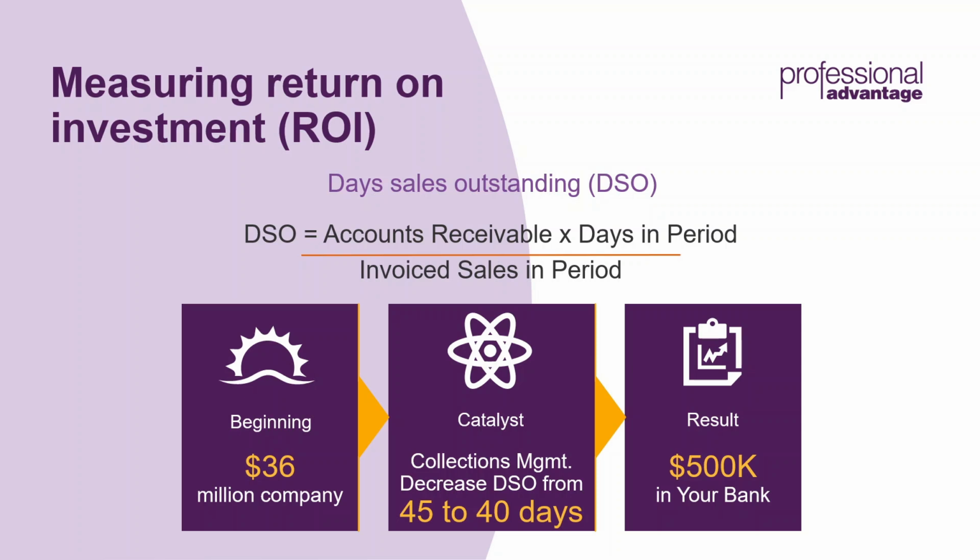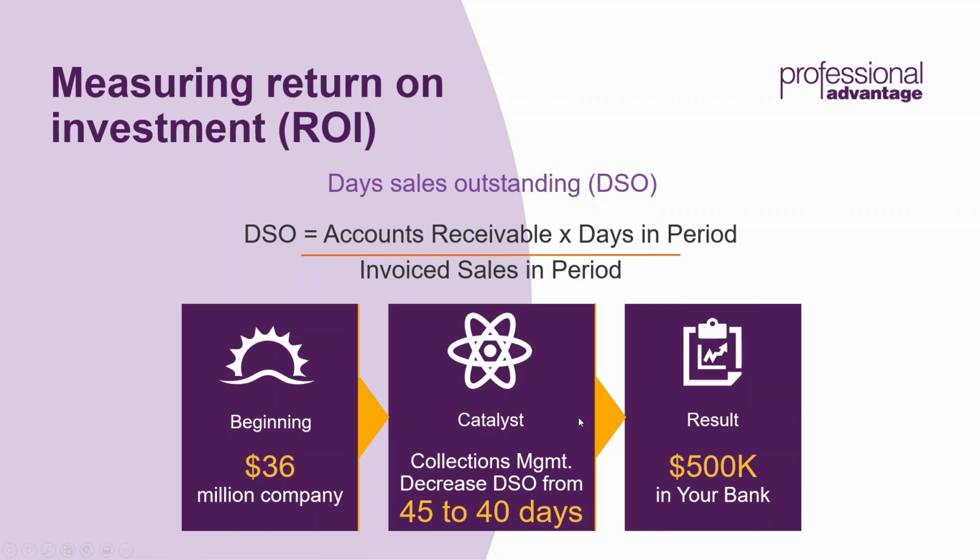So the example I have here on this slide, just highlighting for simplicity reasons, let's say you're a $36 million company today. That's roughly $3 million a month or $100,000 a day. Let's say you implement collections here using it as a catalyst to decrease your DSO. The example I have here, let's say within the first year of using collections, you've decreased your DSO from 45 days down to 40 days.